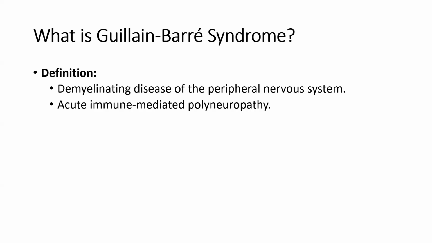Today we're going to talk about Guillain-Barré Syndrome, a demyelinating disease of the peripheral nervous system. You can also say it's an acute, meaning it comes in a short period of time, immune-mediated polyneuropathy. Now let's break down everything. It's an acute immune-mediated condition that affects the peripheral nervous system, and the way it does so is that it demyelinates.